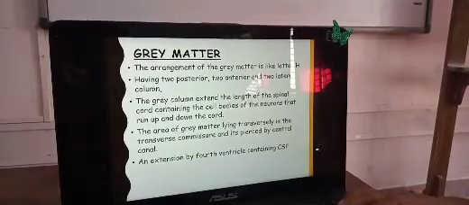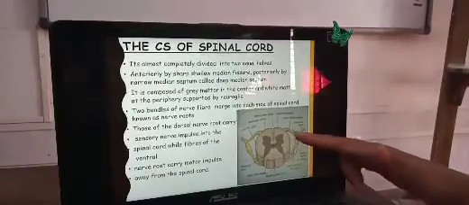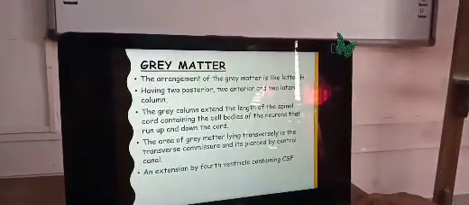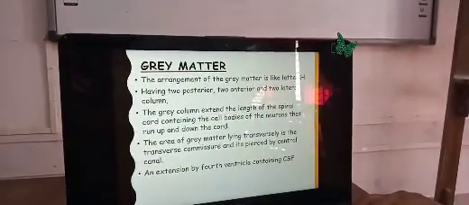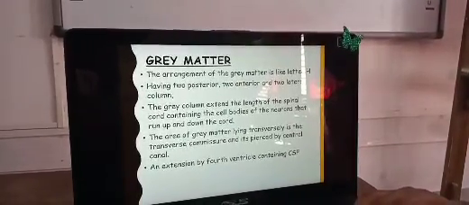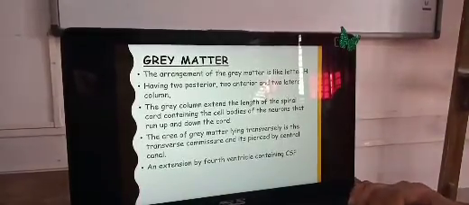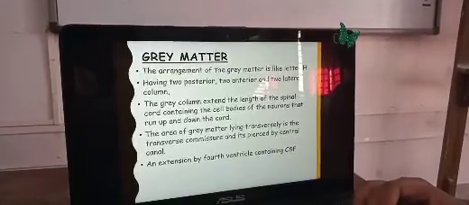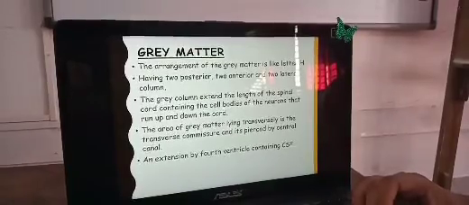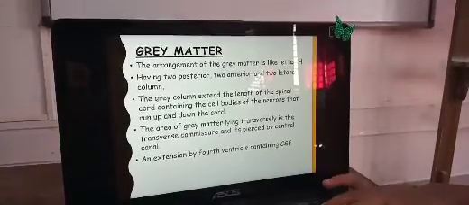Now, going into the grey matter. The arrangement of grey matter in the spinal cord is in the form of a letter H. You can see it's slightly different in color. Having two posterior and two anterior and two lateral columns. The grey column extends the length of the spinal cord containing the cell bodies of the neurons that run up and down the cord. The area of the grey matter lying transversely is the transverse commissure, and it's pierced by the central canal, an extension of the fourth ventricle, which contains the CSF.